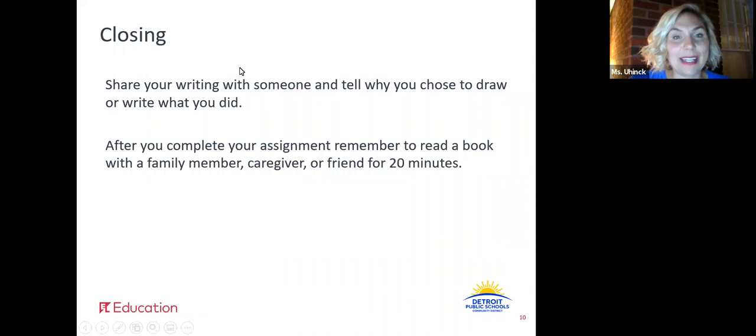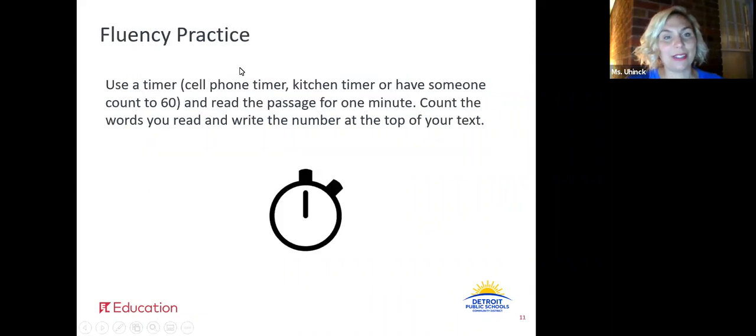And then once you've completed that, we're going to practice that fluency. So use a timer. Remember, it can be a cell phone timer, a kitchen timer. You can have somebody count to 60 for you. So read that passage for a minute. Count the words that you read. Write that number at the top of your text. Remember, we should see it going up each day as we practice this article.